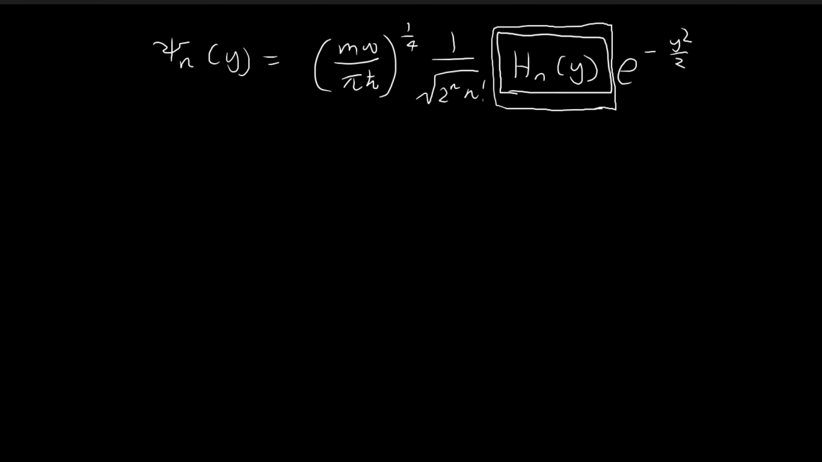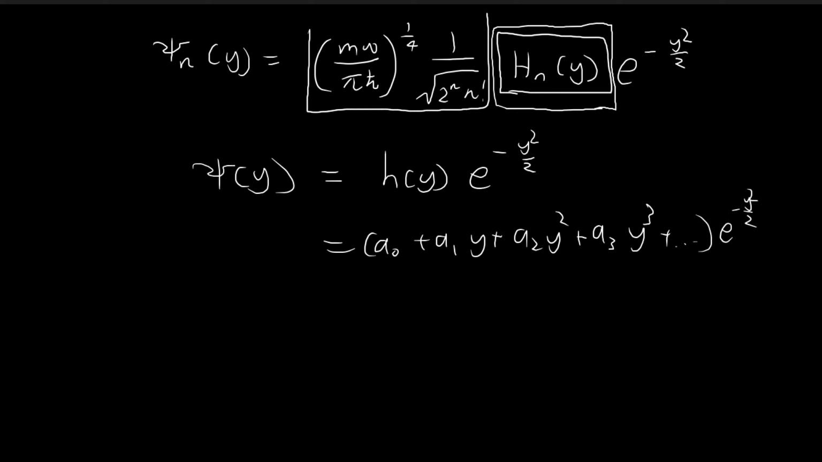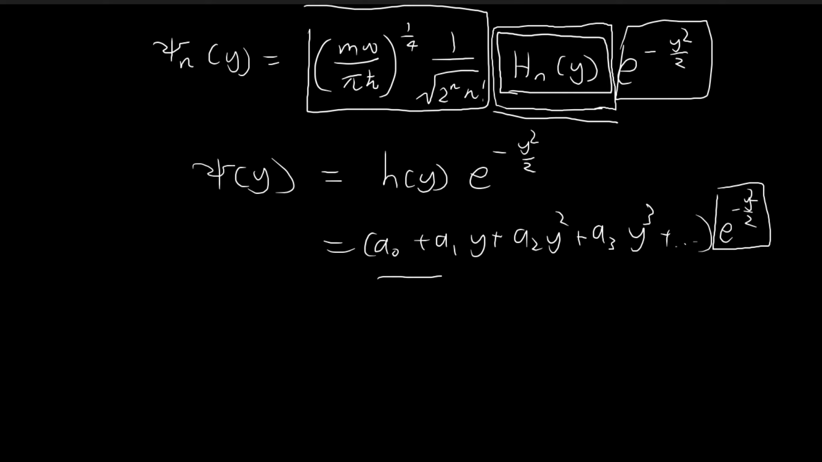Also recall that for the solution to the Schrodinger equation, ξ of y, in our earlier derivations, we let this be equal to h of y, some function, times e to the power of negative y squared over 2. So h of y is going to be equal to this infinite series. And you can see a bit of similarities between these two expressions. Here you have a bunch of constants multiplied by a polynomial multiplied by this e term. And here we also have this e term multiplied by a polynomial.